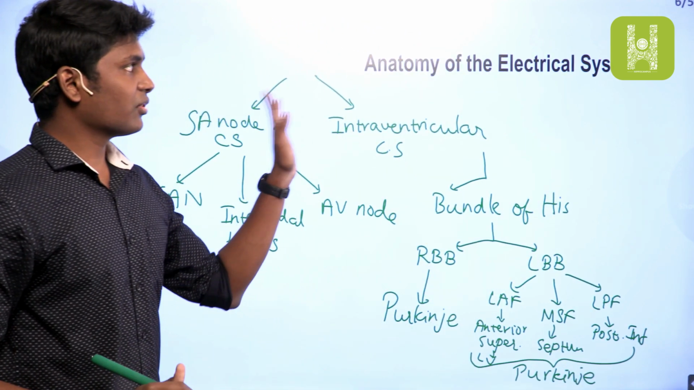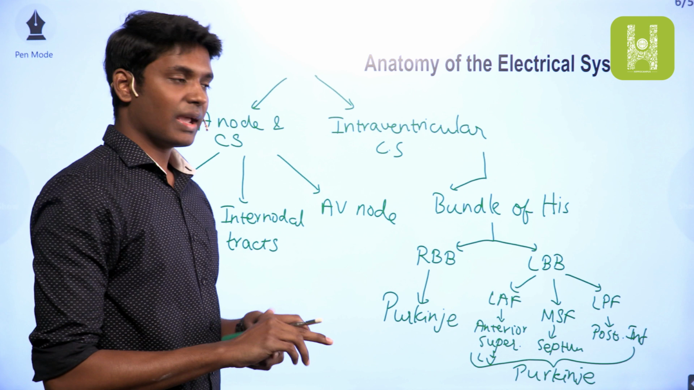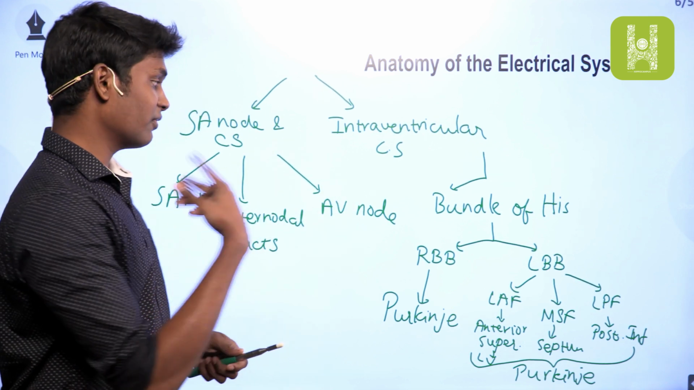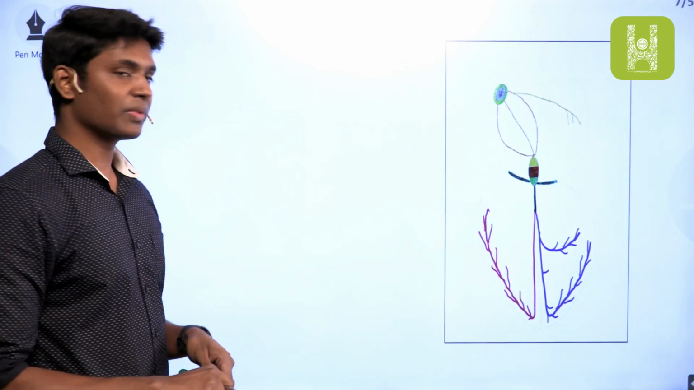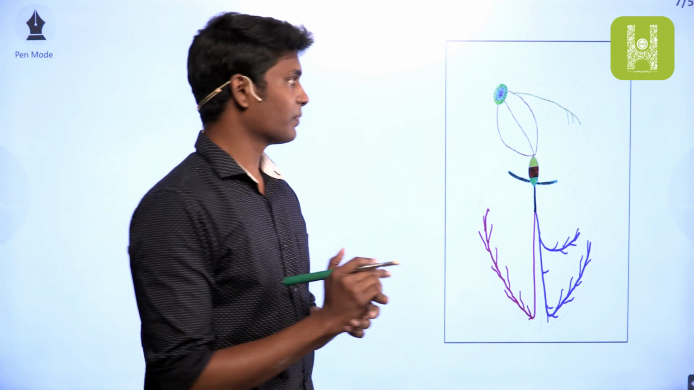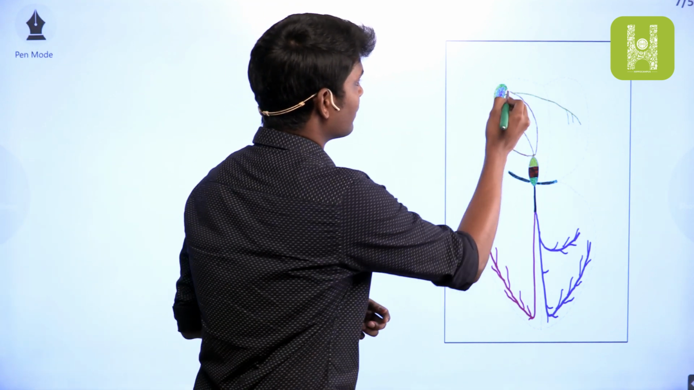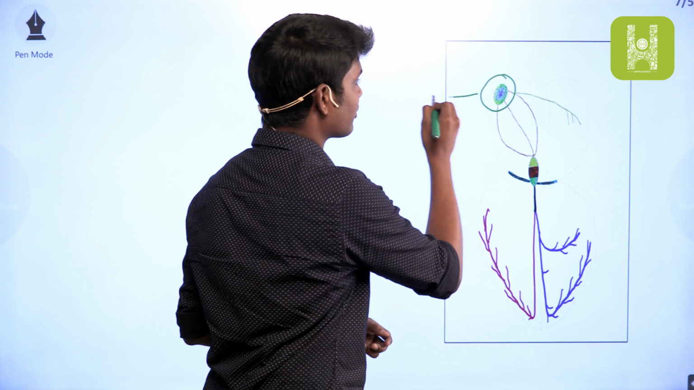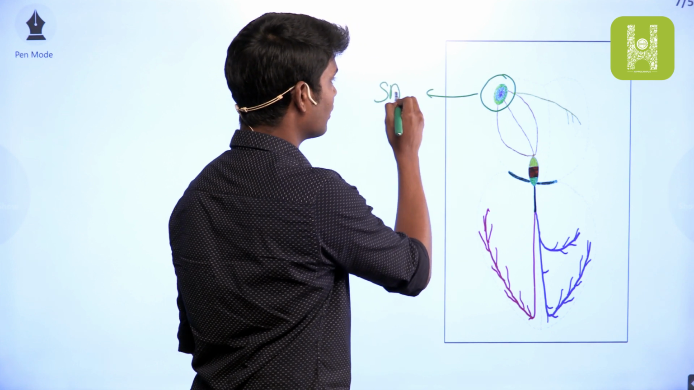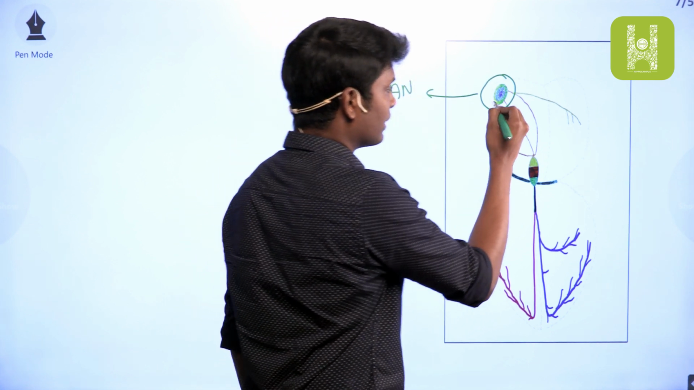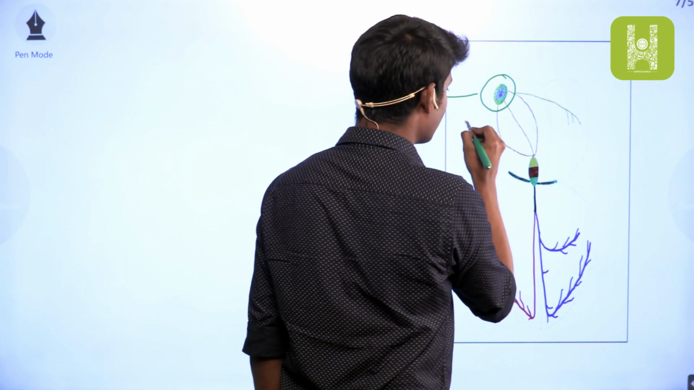So these constitute the electrical system of the heart, and I'll just give a pictorial representation of that. So this is how it actually looks. So this particular part is actually the SA node, and these are actually the internodal tracts.